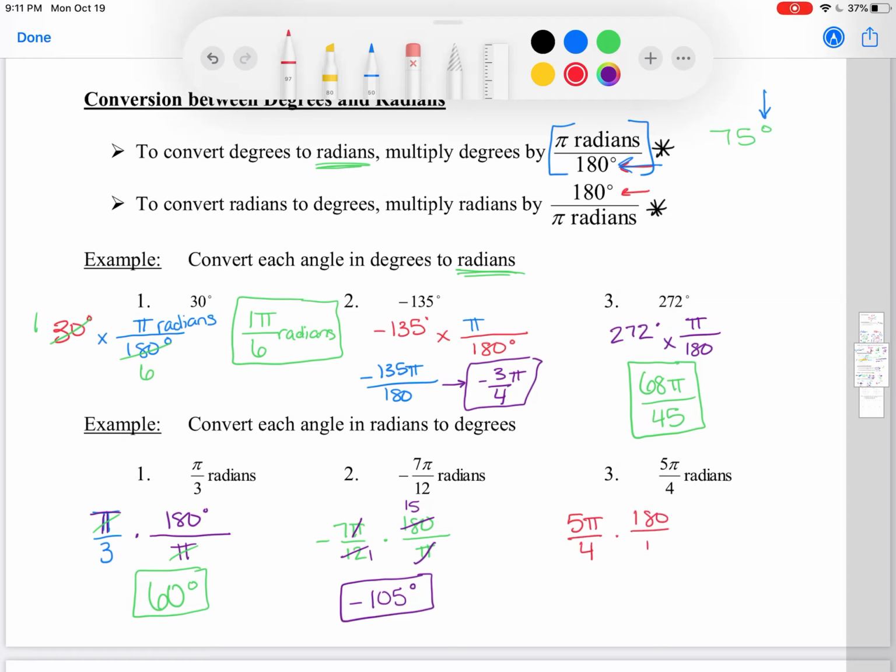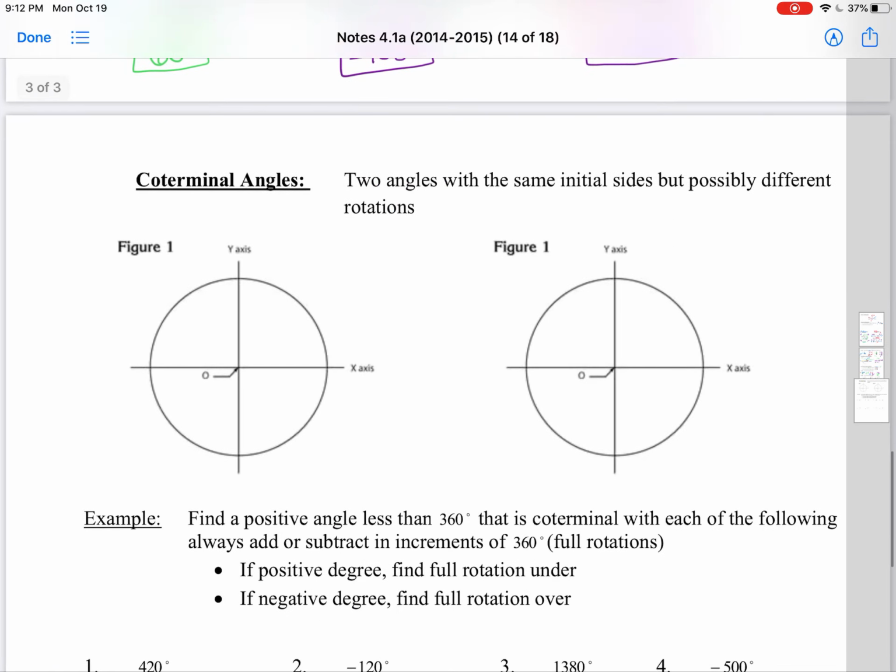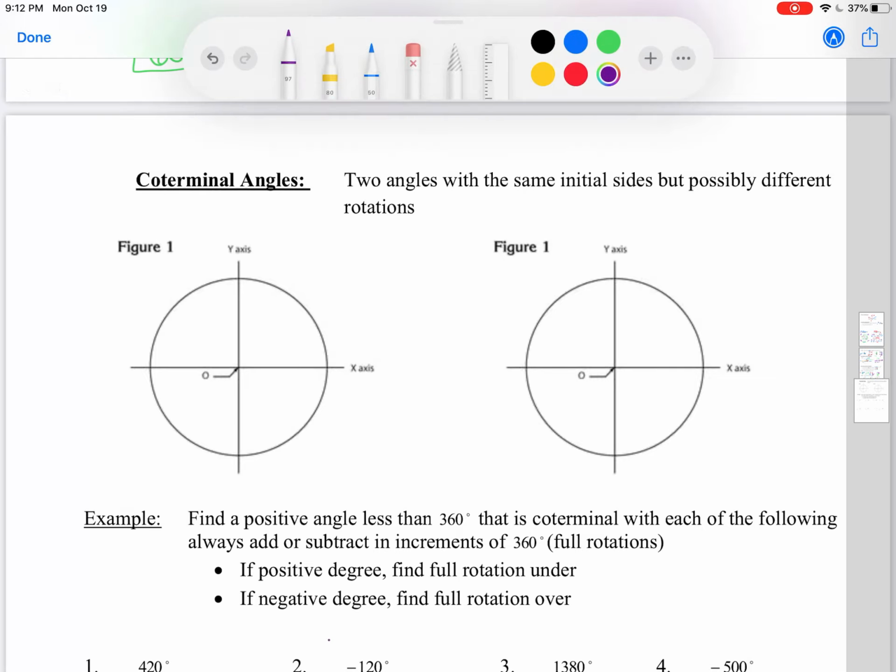Go ahead and try question 3. Check back on the video if you want to check your answer. You're just converting. Pi's cancel. 4 can go into 180 45 times. And then 5 times 45 will give you 225. And remember, you converted it to degrees, so make sure you label it as such. So just practicing converting.